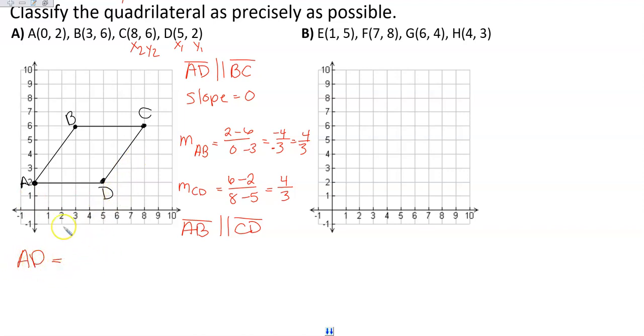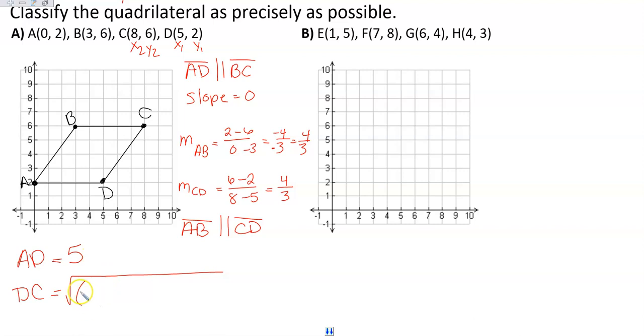The length of AD, I don't need distance formula for, because it's horizontal. So it's 1, 2, 3, 4, 5. The length of AD is 5. Then we're going to do the length of DC, or I could do AB, whichever one I want. Okay, square root of, and these are already labeled as D and C, so we're just going to leave it here.